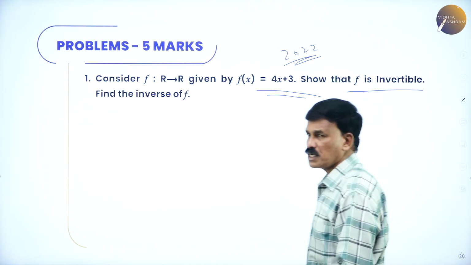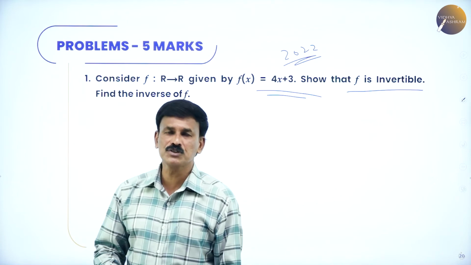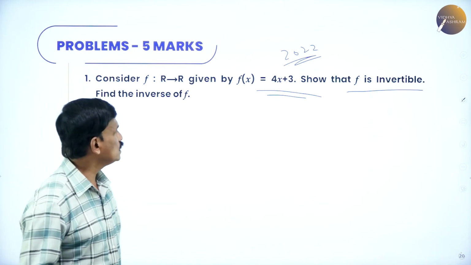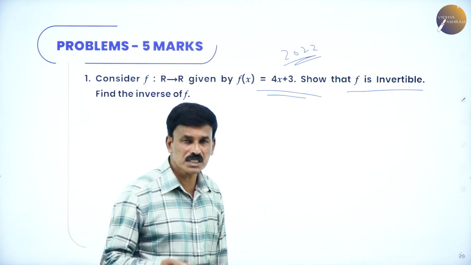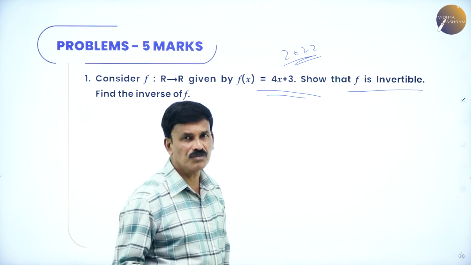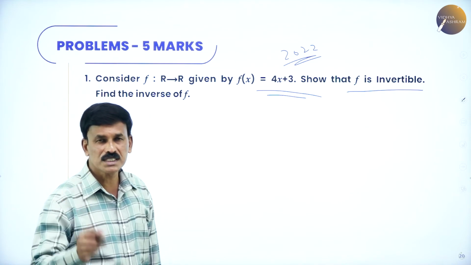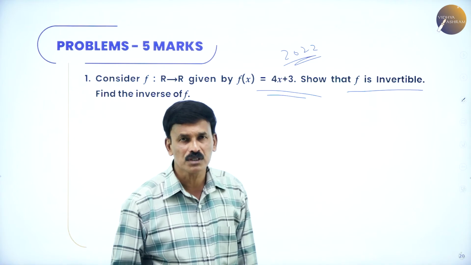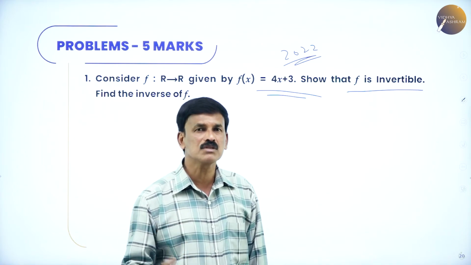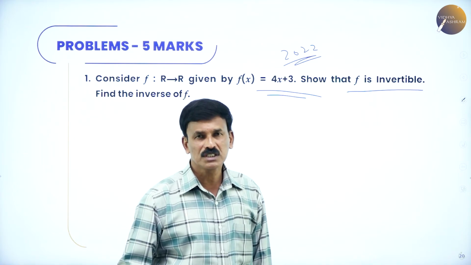What is to prove here is f is both one-one and onto, and we have to find the inverse for this. A function is invertible if and only if it is one-one and onto, that is, a bijective function. First verify f of x is one-one, then onto, then find out the inverse. That's it, very simple. You will get 2 marks, plus 1 mark for finding the inverse of the function.